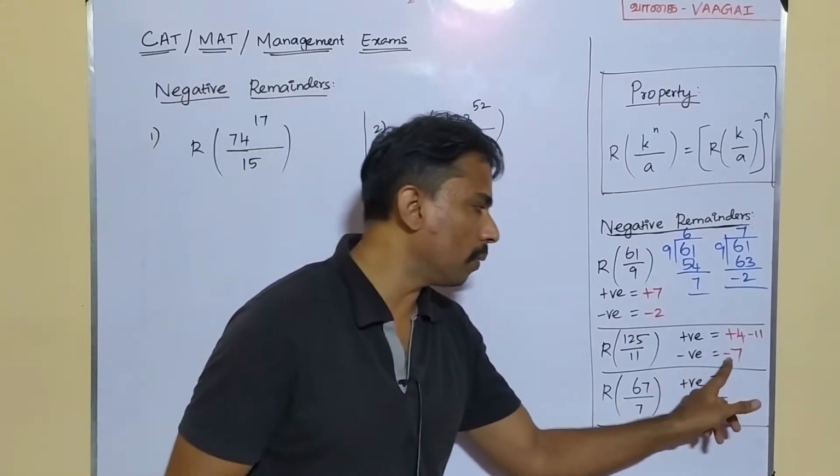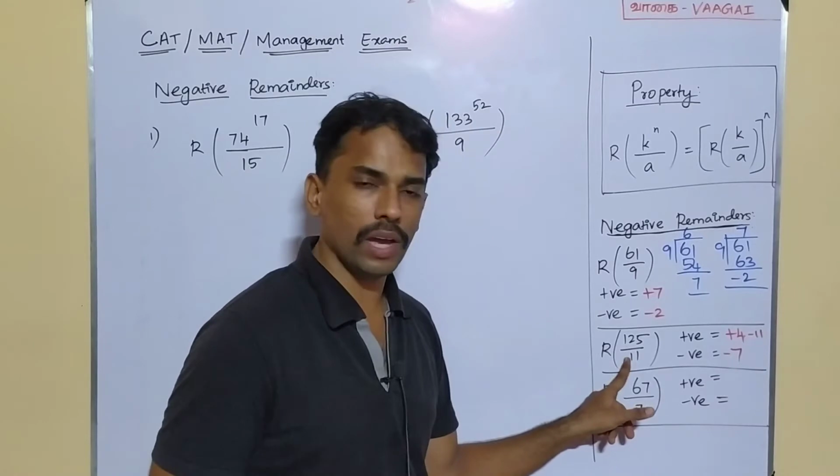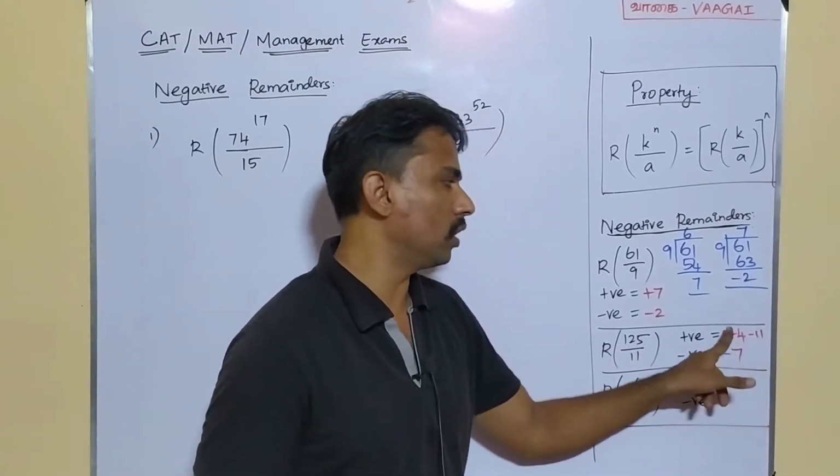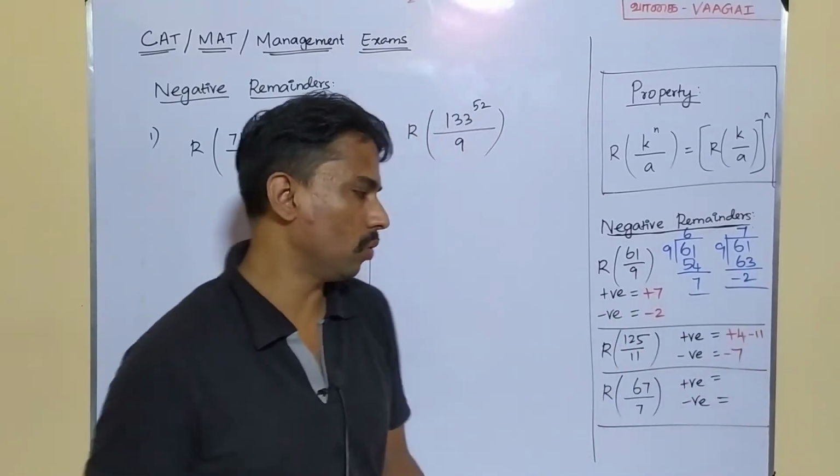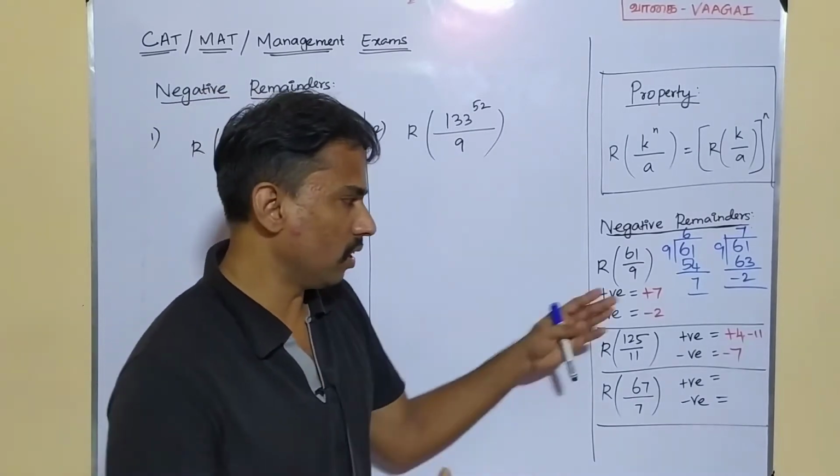And if you want to recheck, just do minus 7 plus 11. You get plus 4, and that will be your positive remainder. So that's the relation, as I told, between your two remainders.